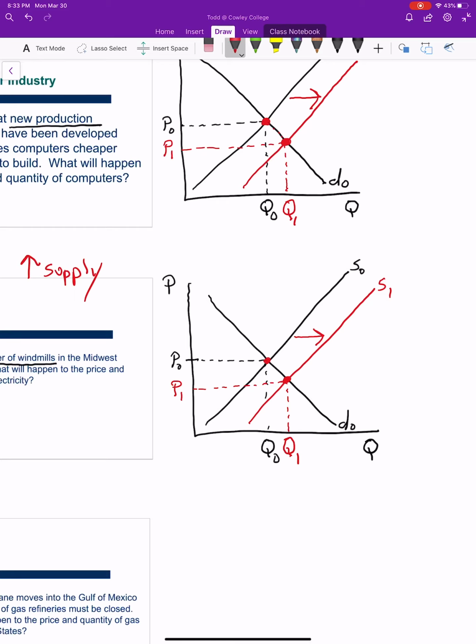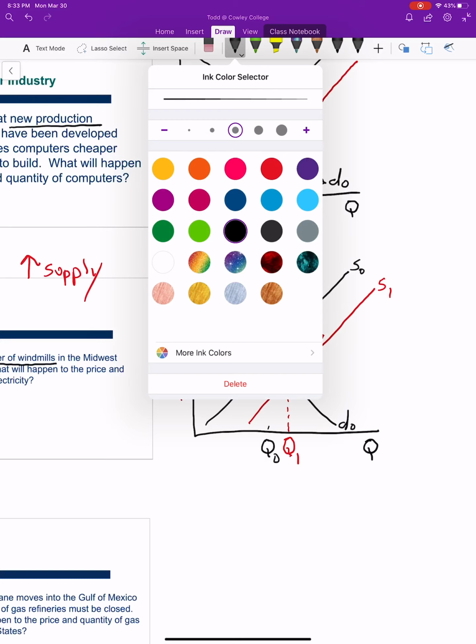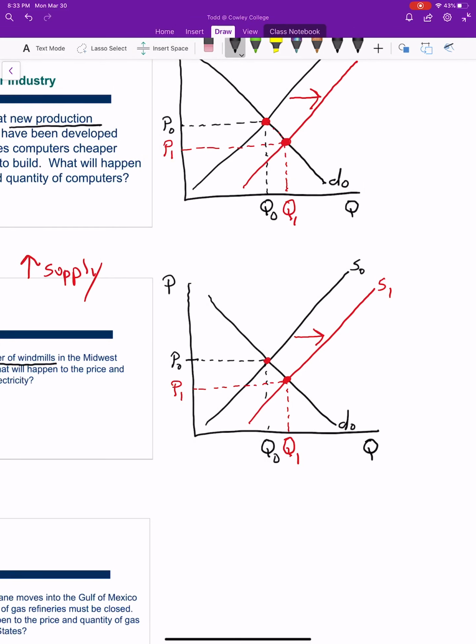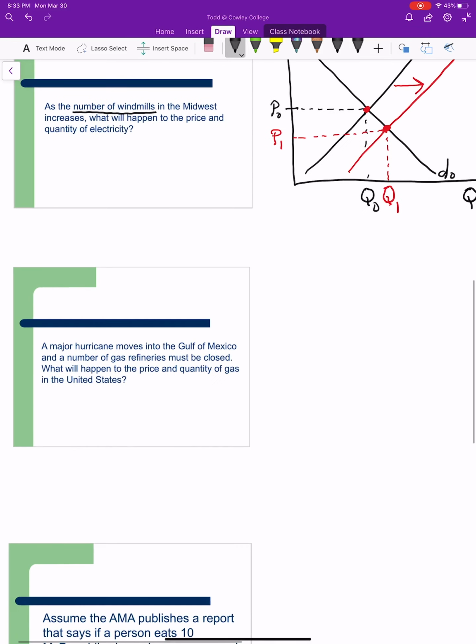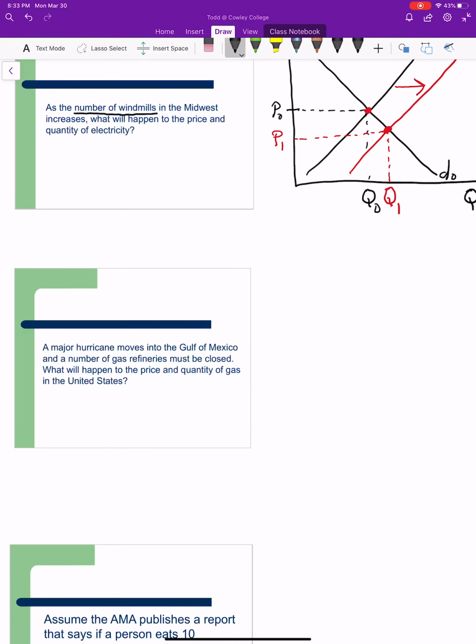Okay, so there's another one where you have an increase in the supply, and you notice the procedure is exactly the same. All right, let's go up and take a look at this one. A major hurricane moves into the Gulf of Mexico, and a number of gas refineries must be closed. So what will happen to the price and quantity of gasoline in the United States? All right, again, we're going to start out. Hopefully this gets old. The older it gets, the better you get at it.